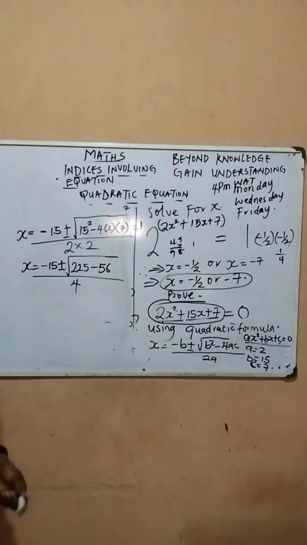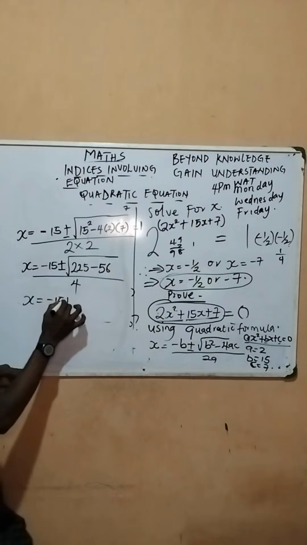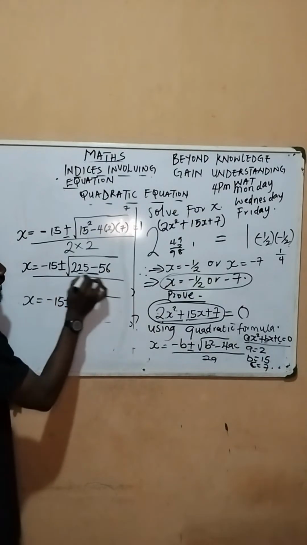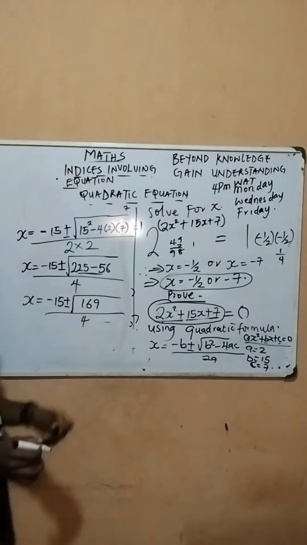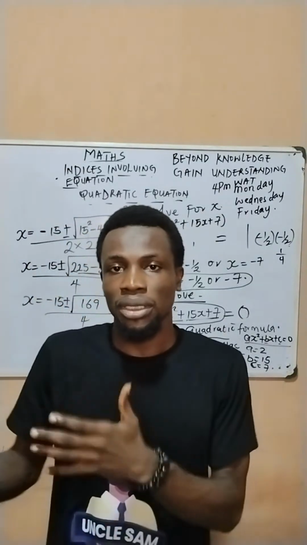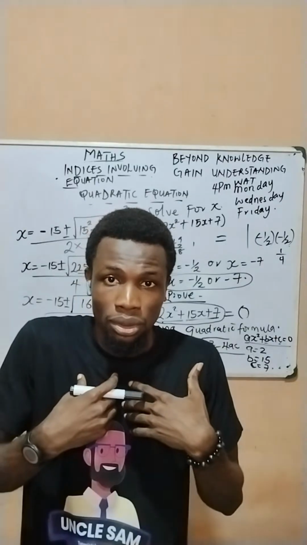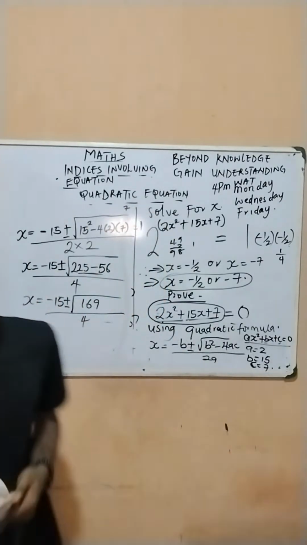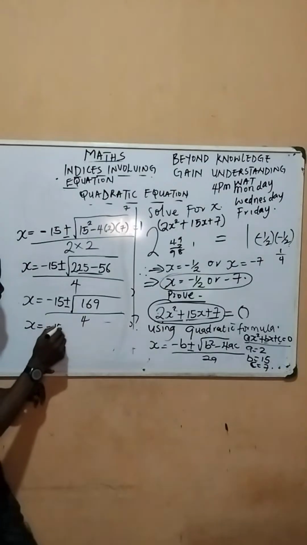So this becomes that our x equals to minus 15 plus or minus square root of here is now remaining 169 all over 4. So we can find the square root of 169 because 13 times 13 will give us 169. That means the singular value that multiplied itself to get 169 is 13. So we replace this with 13. It becomes that our x is equal to minus 15 plus or minus 13 over 4.